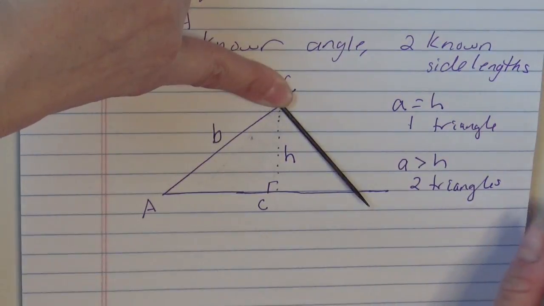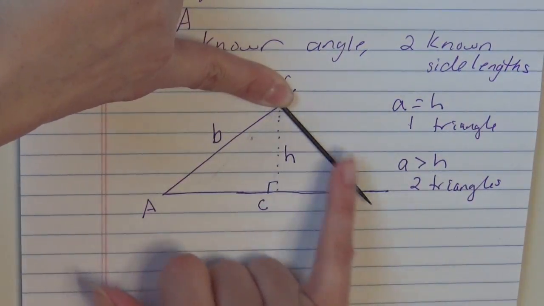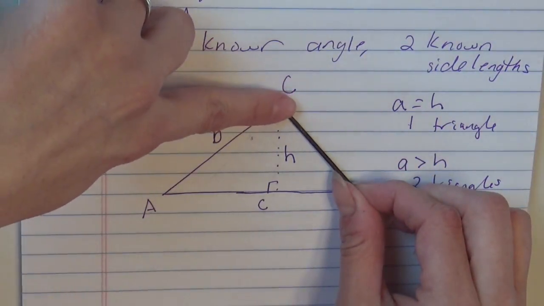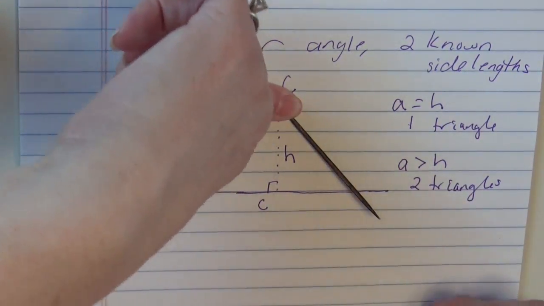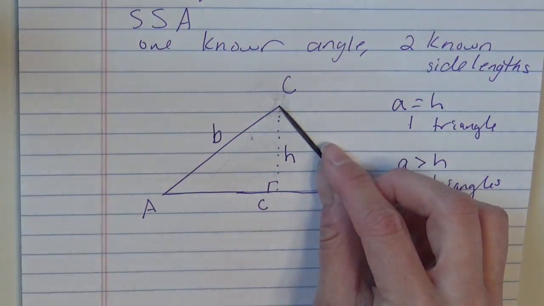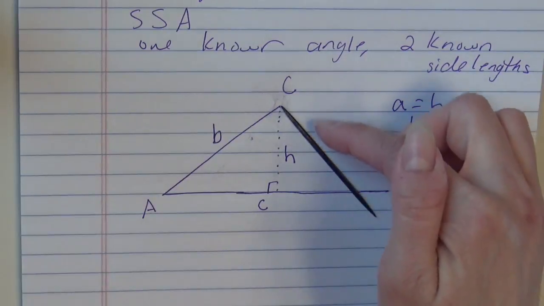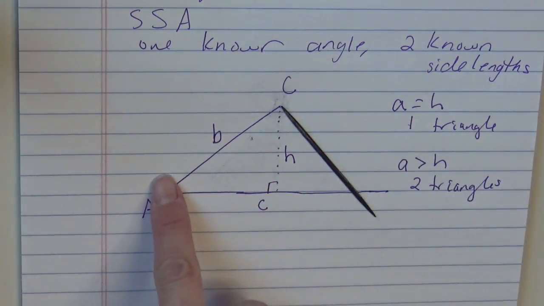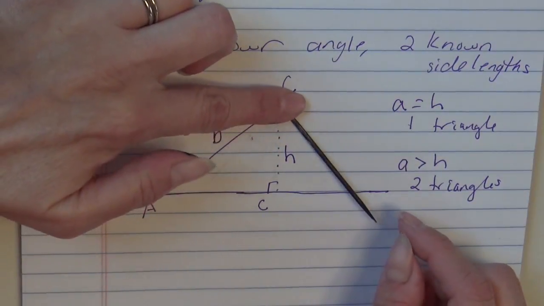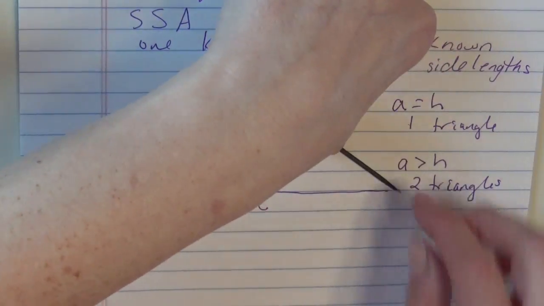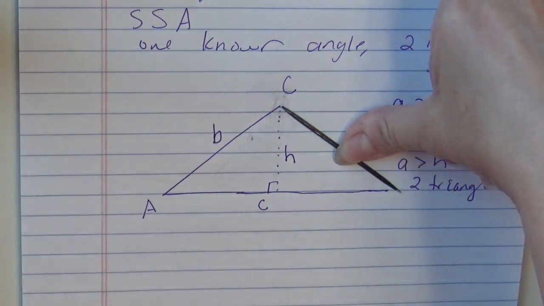Now, is it possible for side A to be longer than the height and another situation happen? Well, what if we did it like this? Now this is my side length A. I want to see what happens if it's longer than side length B. If I rotated it all the way back like that, that creates a triangle.